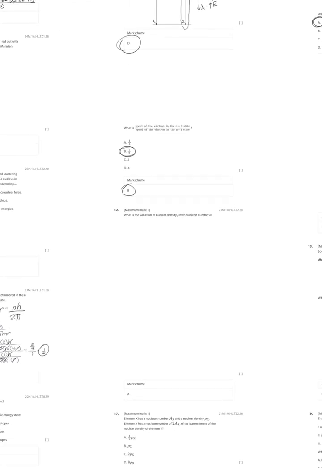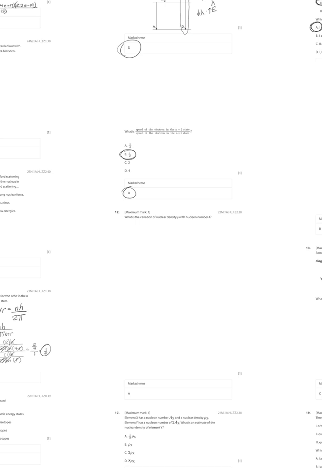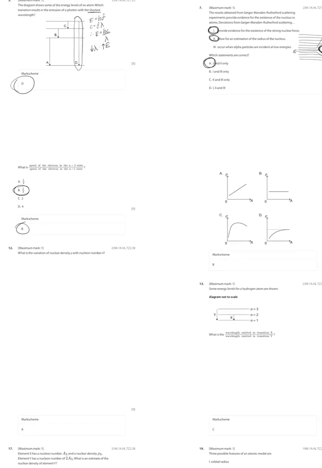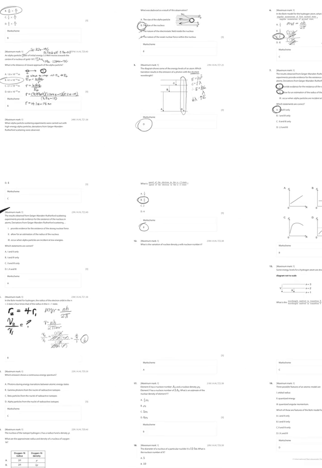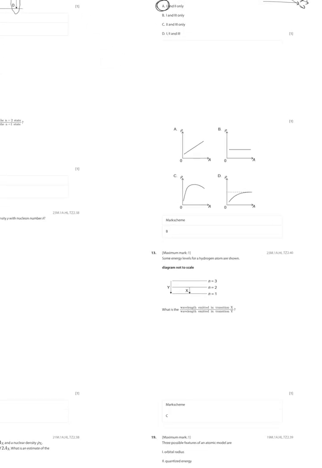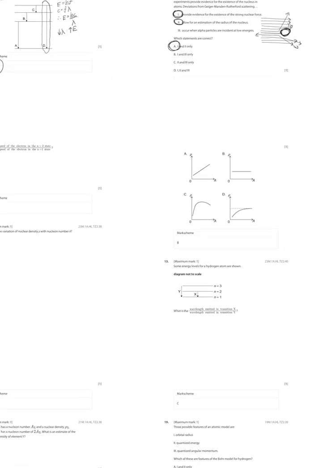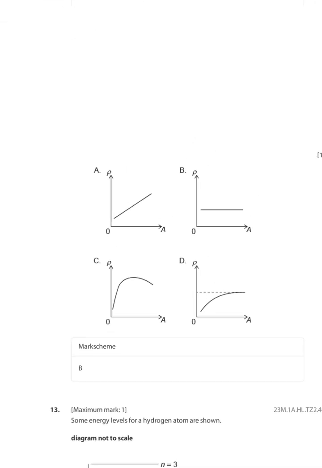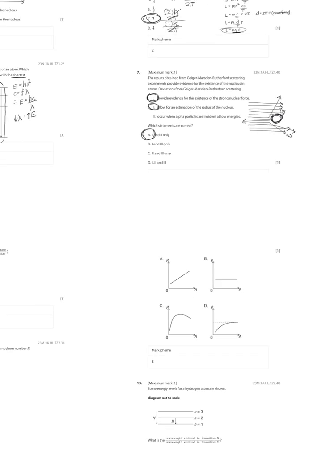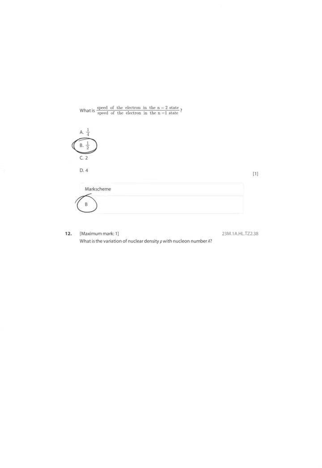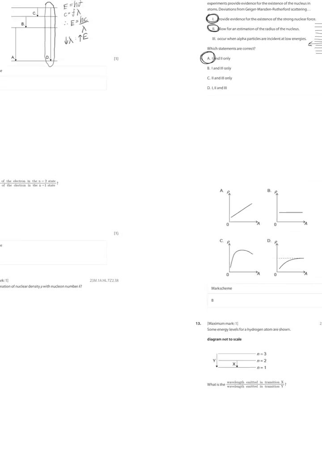All right. Let's see. Number 12. Variation of nuclear density rho with nucleon number A. Ooh, that was in the notes. Oh, there's a graph. Man, this formatting is a hot mess. Okay. So what is the variation of nuclear density with nucleon number?